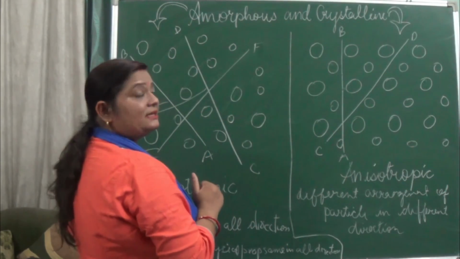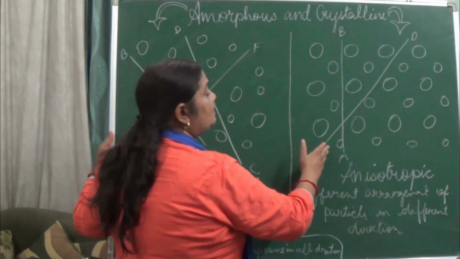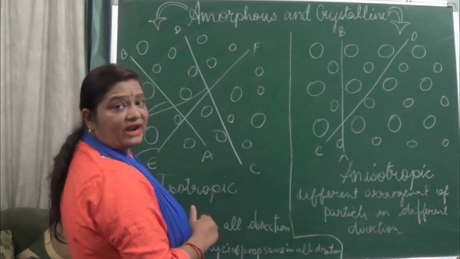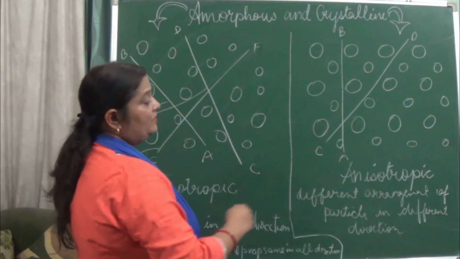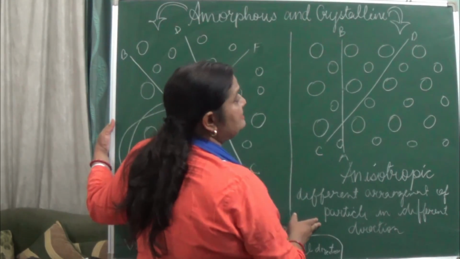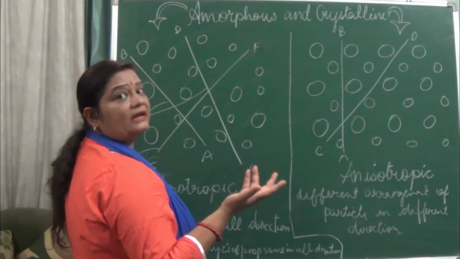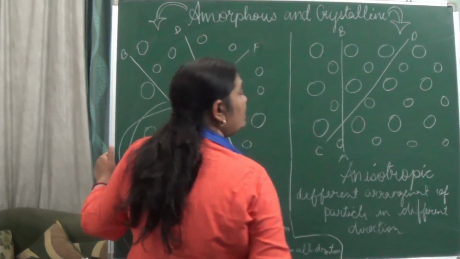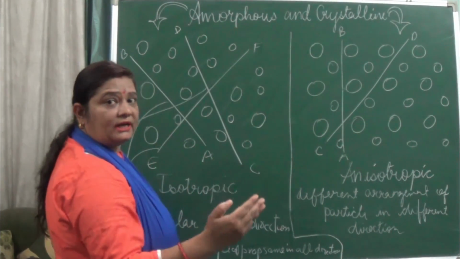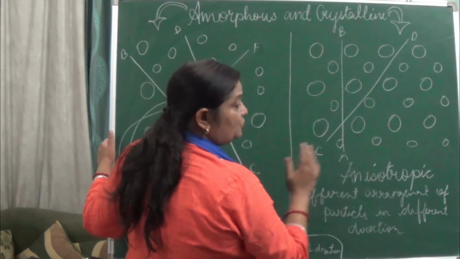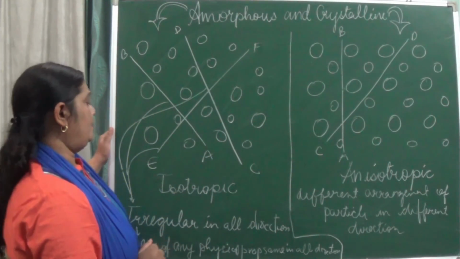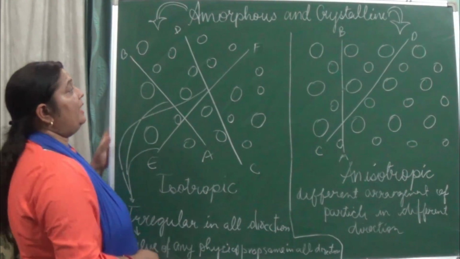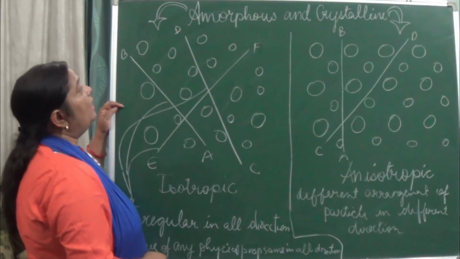As a result, its physical properties like refractive index and electrical resistance become different when we see it from different directions. And that property is known as anisotropic. Now isotropic. It is seen in the case of amorphous solids.